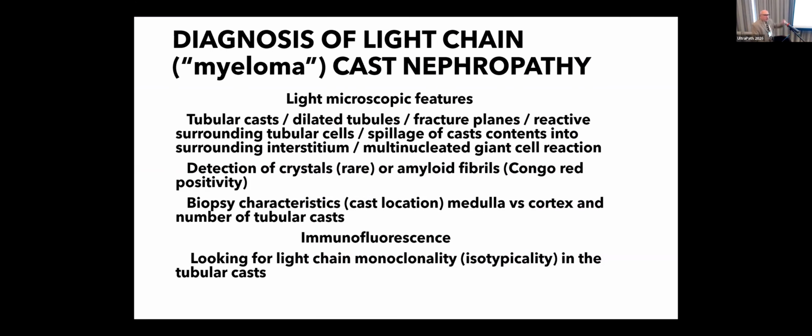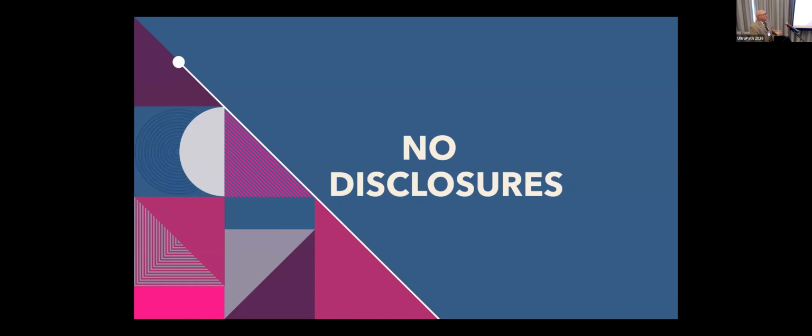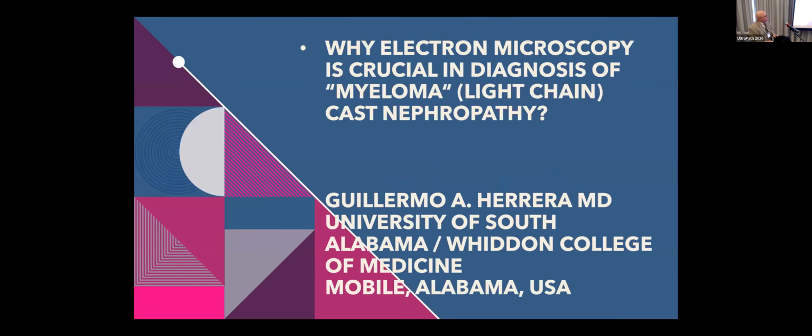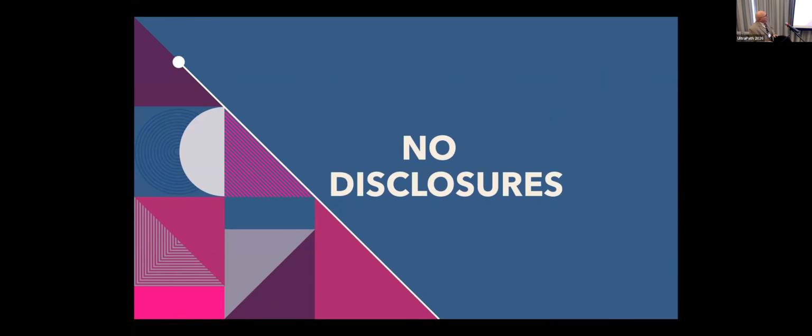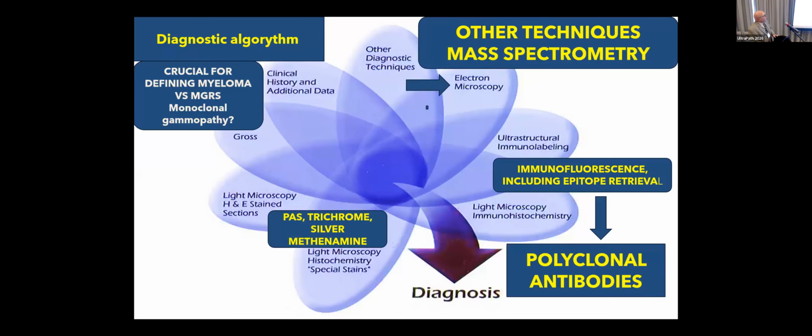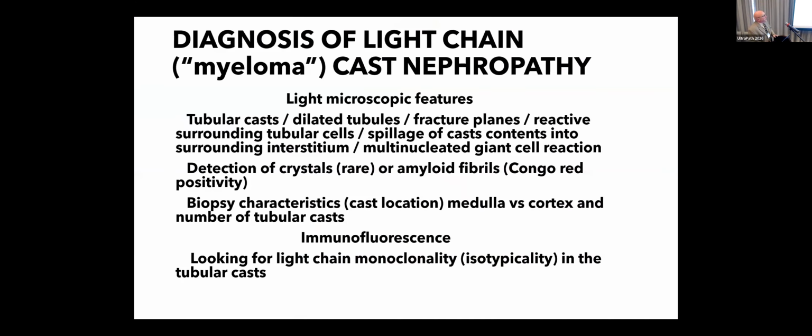And what are the features that we normally follow? Well, there are certain light microscopy features that we follow to consider the possibility of a myeloma cast. The presence of those cast in tubules that appear usually dilated, and these tubules can have quite reactive cells surrounding them, where the cast, because that cast is a foreign protein, and the tubular cells react to it. And then we have a multinucleated giant cell reaction sometimes surrounding those casts, when the cast goes right into the interstitium and creates a multinucleated giant cell reaction.